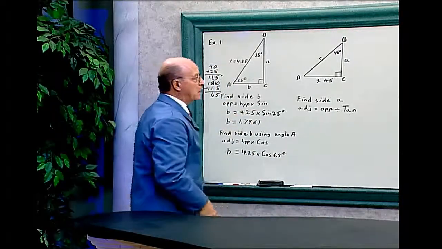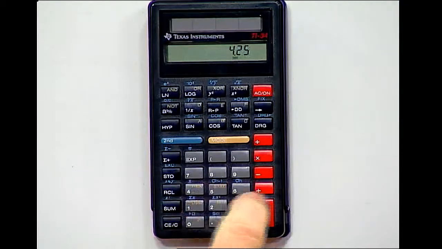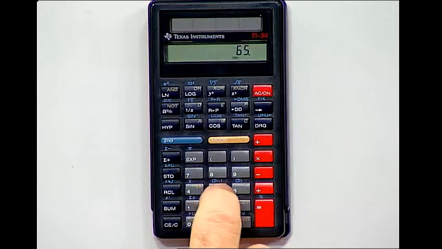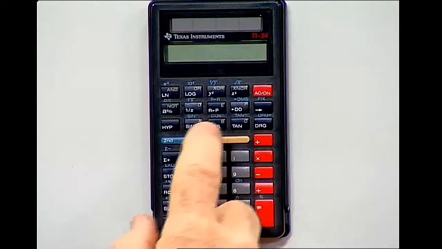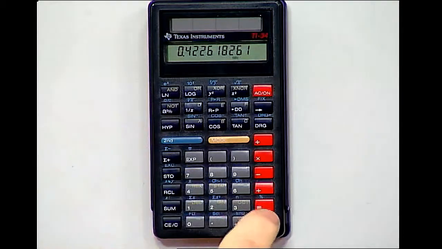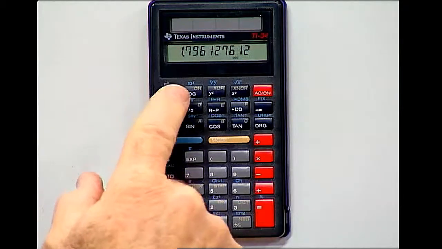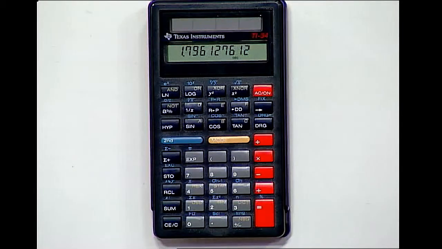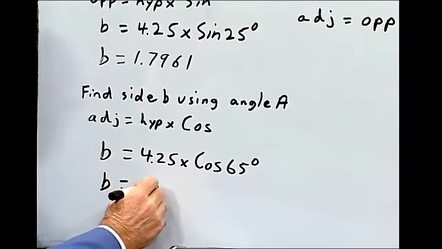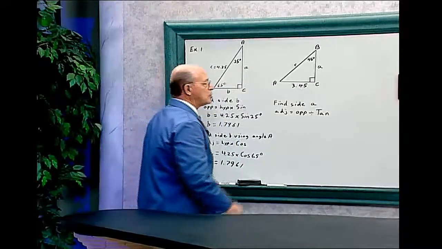So let's go to the calculator and put in the numbers. 4.25 times cosine of 65, and that's the same as sine of 25, equals, and we get the same answer, 1.7961. And so B then is identical here, equals 1.7961. Let's just look at the calculator again.